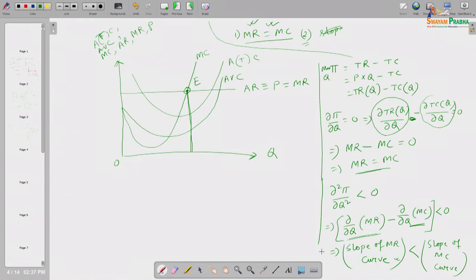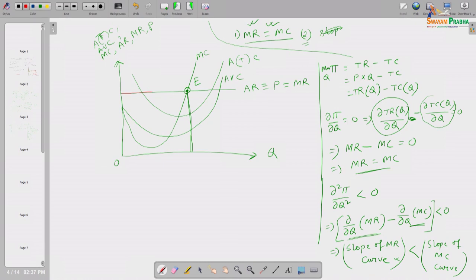By that, what do we mean? We mean that if a producer operating in a competitive product market faces this red horizontal demand curve for his product, and the producer's cost structure, or technology side, is captured by these MC, ATC and AVC curves, that producer should produce OQ star amount of output to maximize his profit.